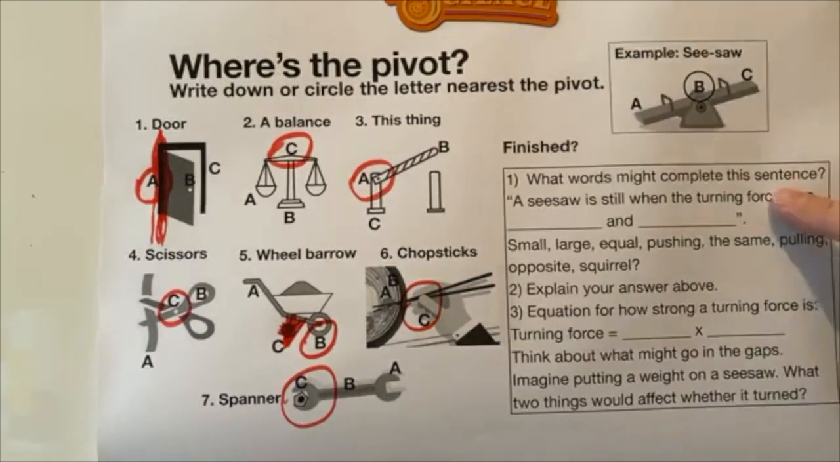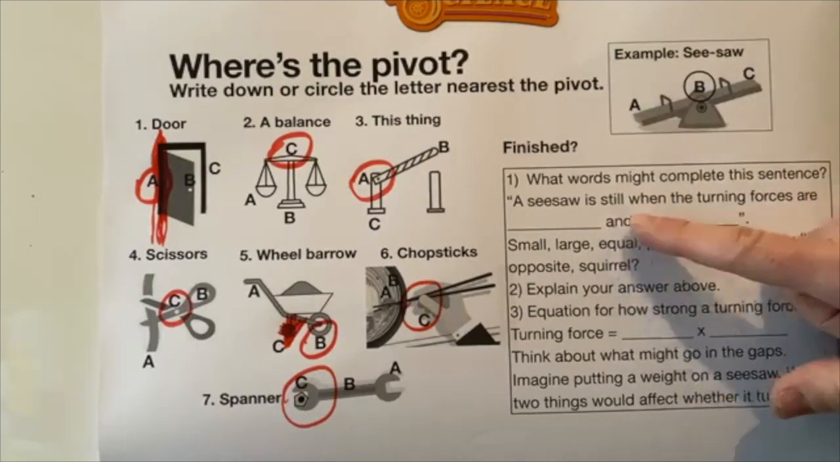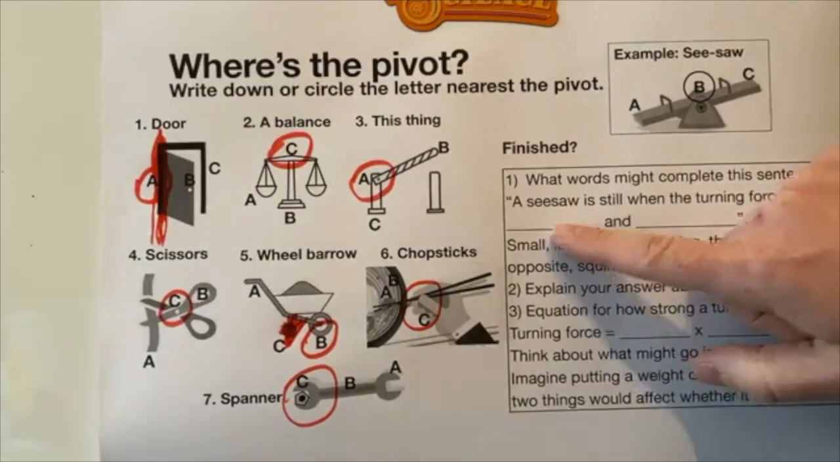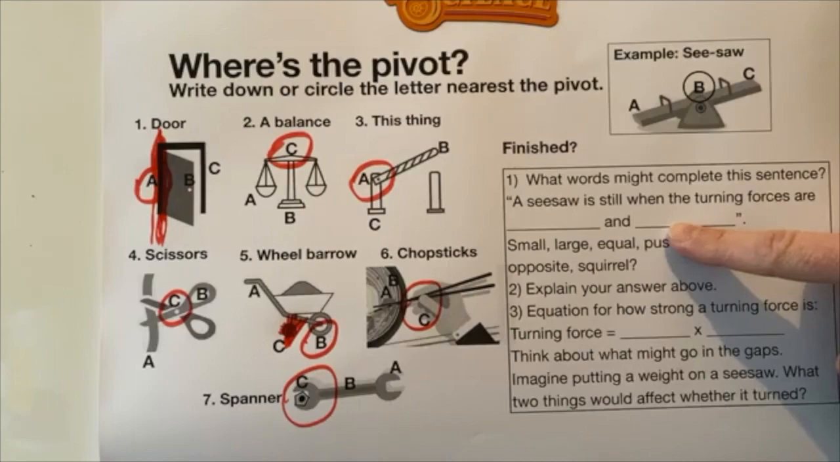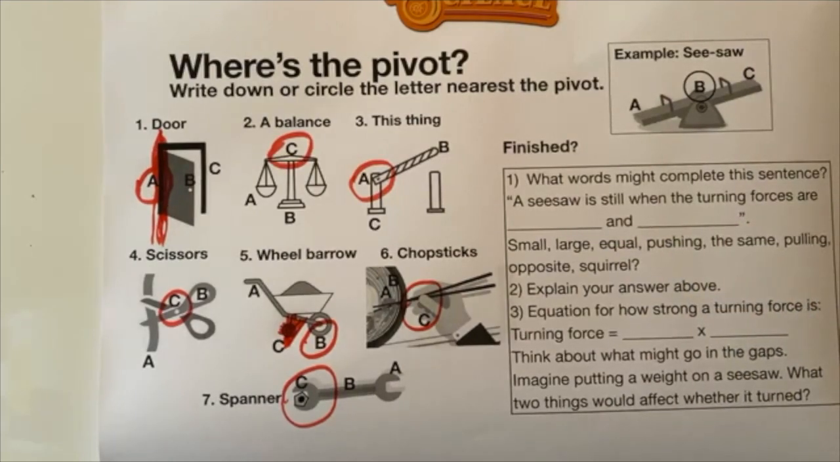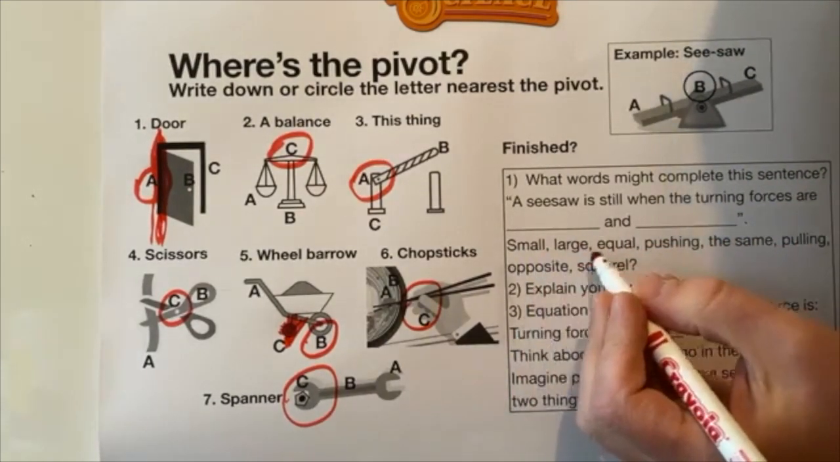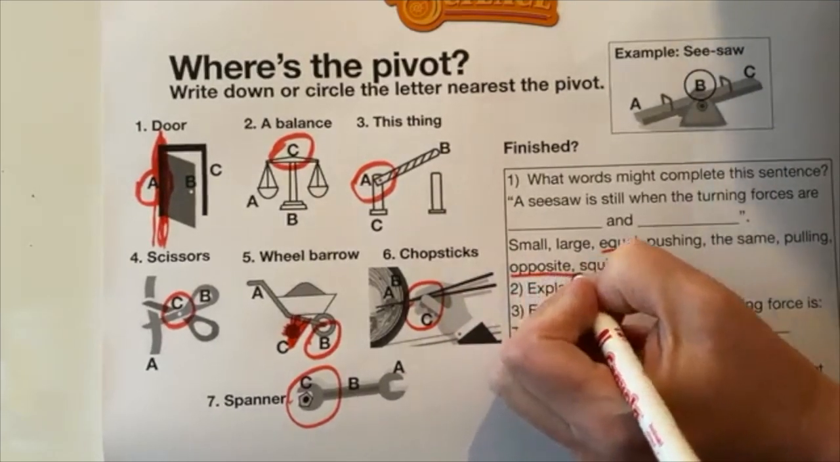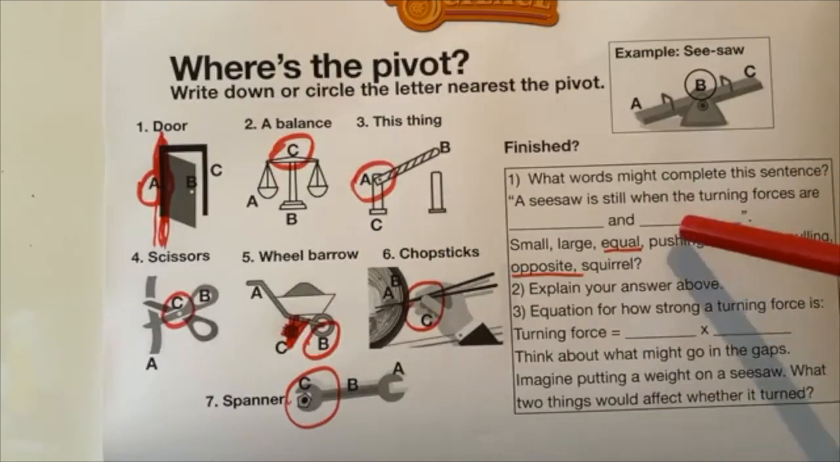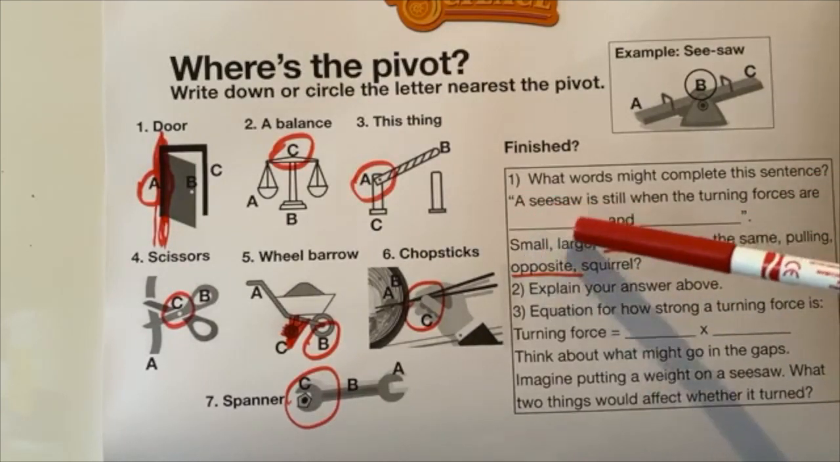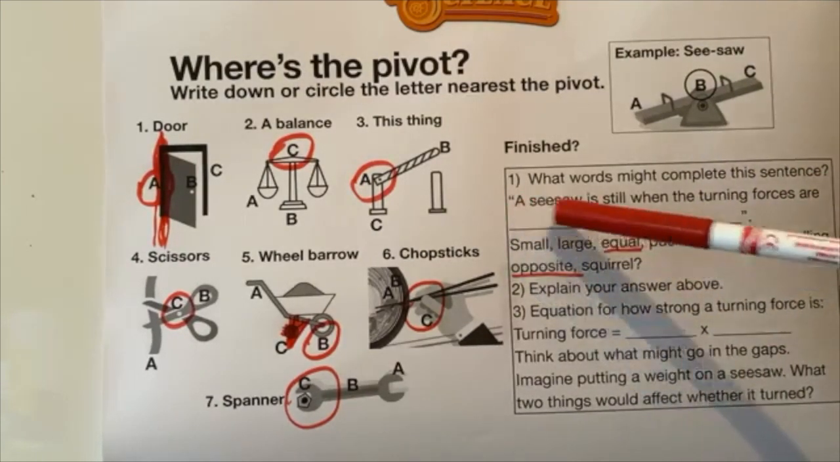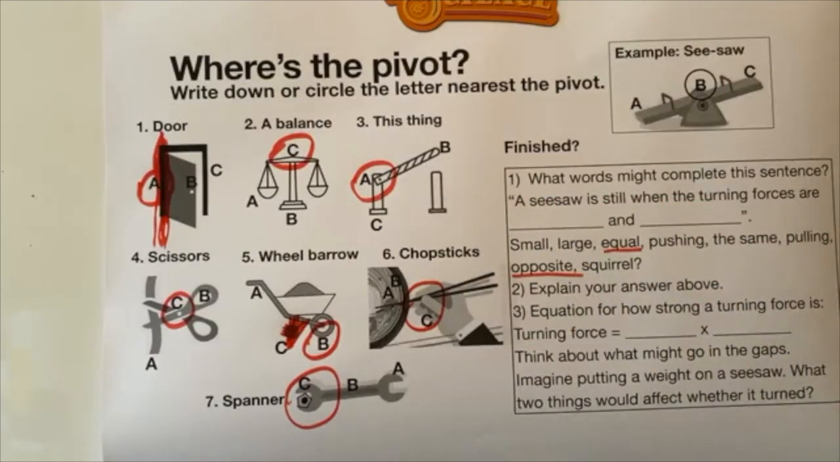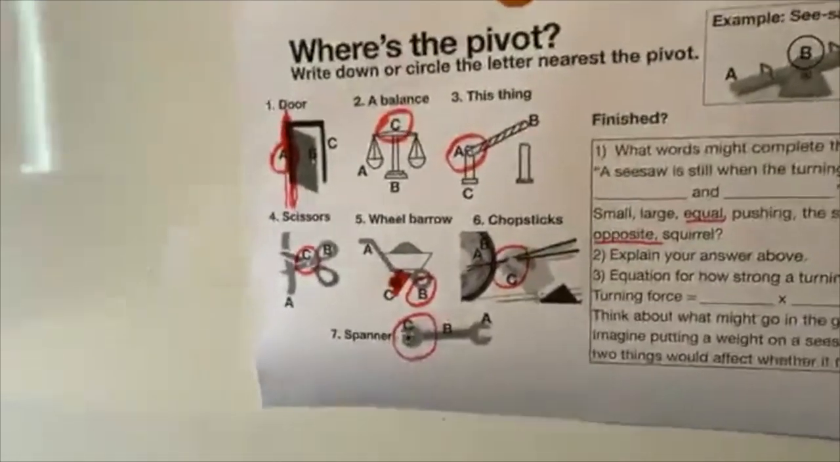Okay, what words might complete this sentence? A seesaw is still when the turning forces are something and something. If you have seen previous lessons, that will have given you a clue because Newton's law uses this language a lot. If the turning forces are equal and opposite, then a seesaw is still. Let's have a little look at that. And then we'll try and work out the equation together.